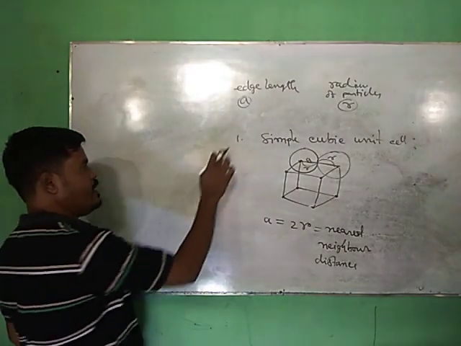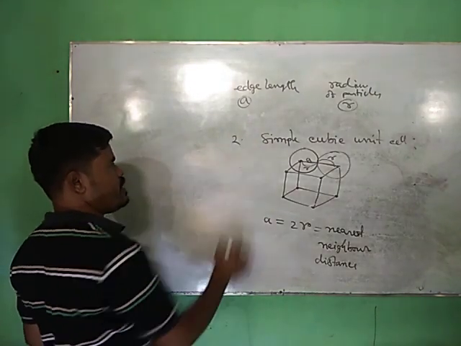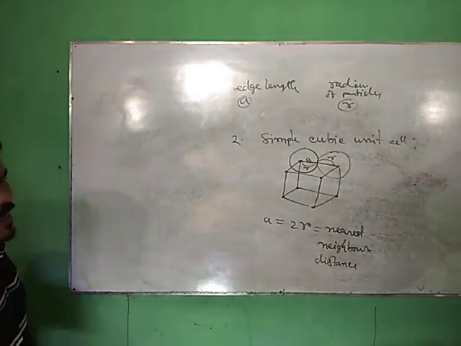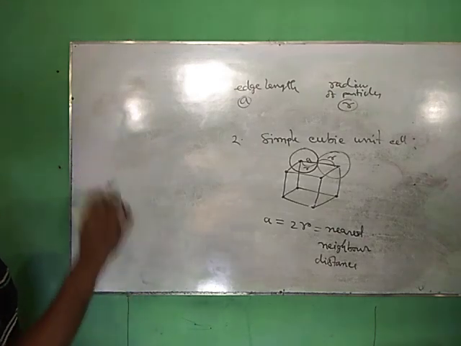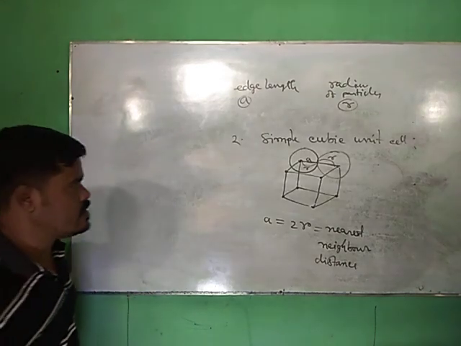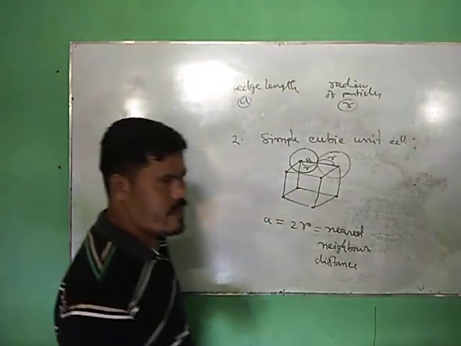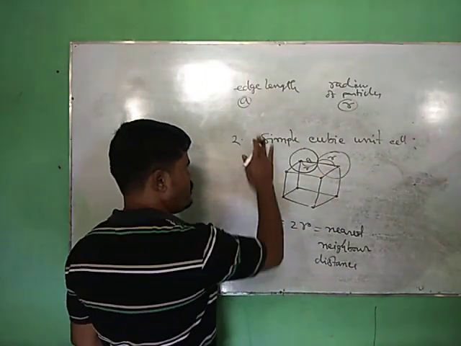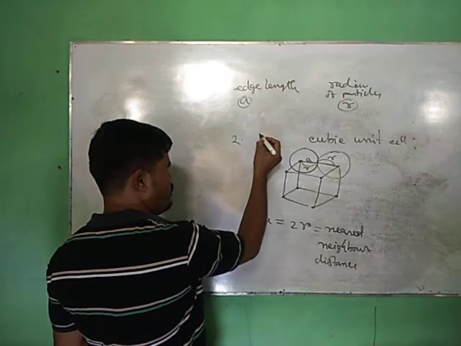Okay. Say next, I am going to derive the relation between A and R, where A is the length of the side, and R is the radius of the spherical particle of the crystalline solid. All particles are considered as spheres. Next, for the simple cubic unit cell of the same thing, I am going to derive the relation.